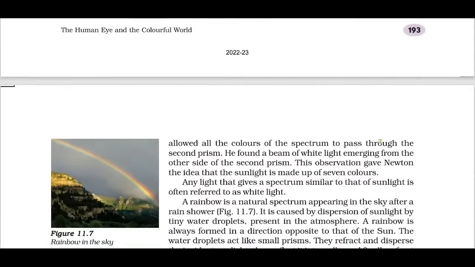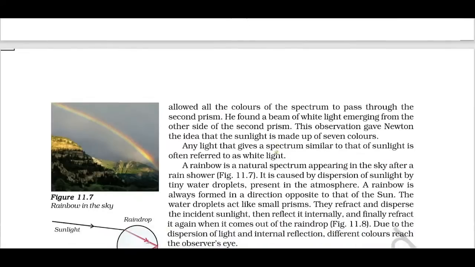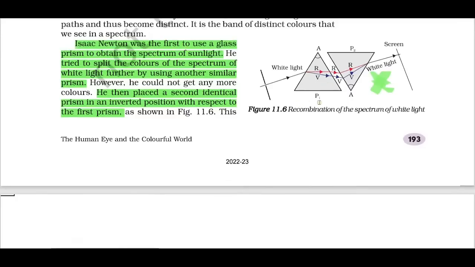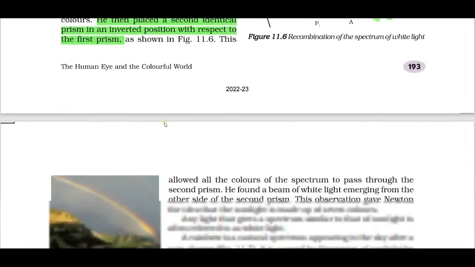This allowed all the colors of the spectrum to pass through the second prism. He found a beam of white light emerging from the other side of the second prism. This shows that sunlight is made up of 7 colors. Very simple experiment to score 3 marks, and also you should draw the diagram. With the diagram you should explain with points.